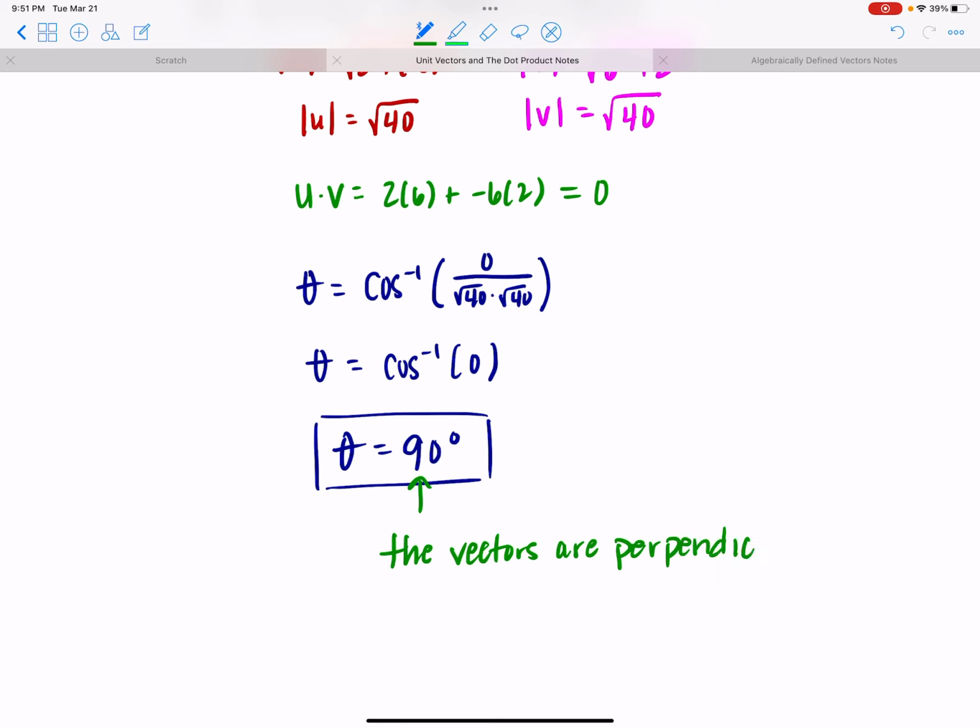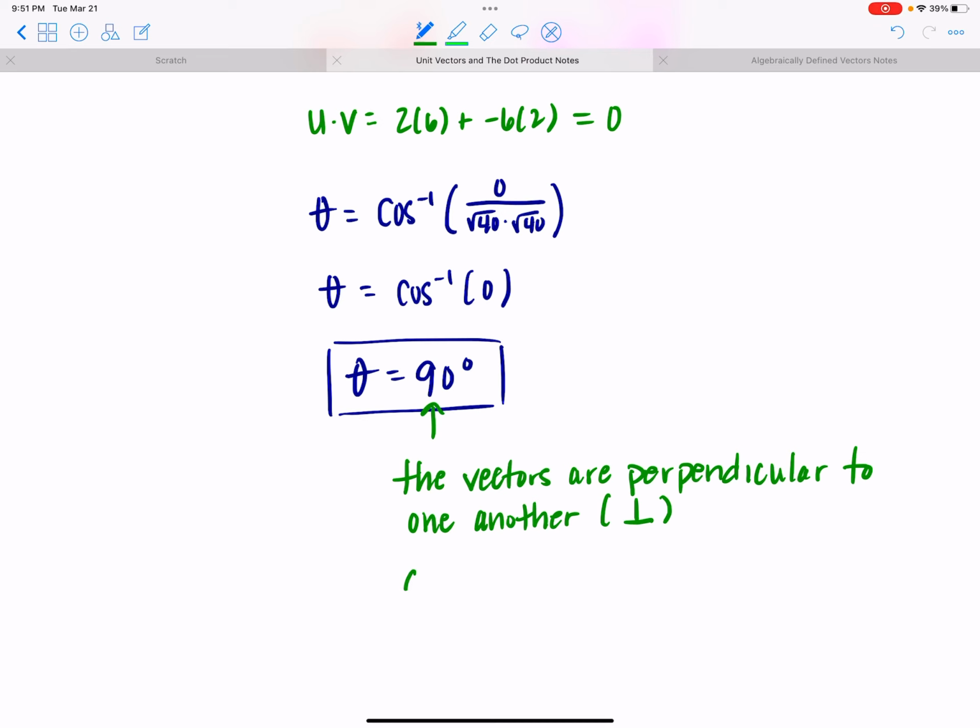Perpendicular to one another. And then we have a symbol for perpendicular, which is like an upside down T. And then we have another word for perpendicular that we like to use when we're talking about vectors. If two vectors are perpendicular to one another, we call them orthogonal vectors. So these are also known as orthogonal vectors. It's a fun word, right? It just means they're perpendicular. So these words meaning the same thing, making that 90-degree angle.